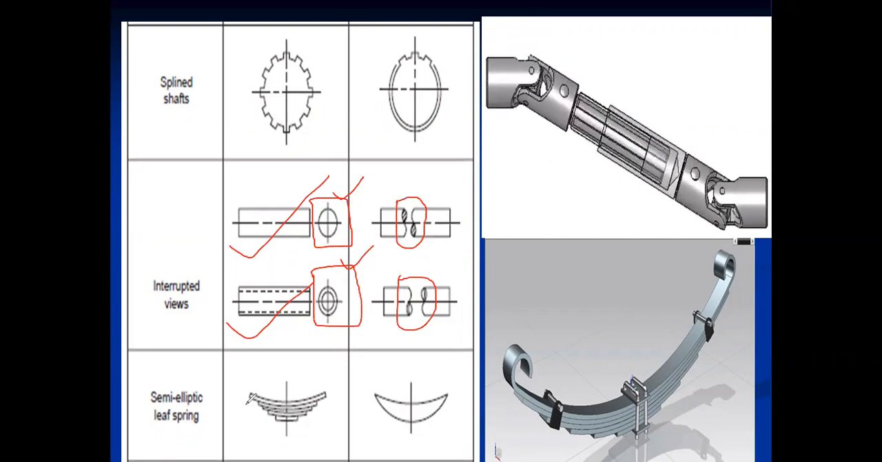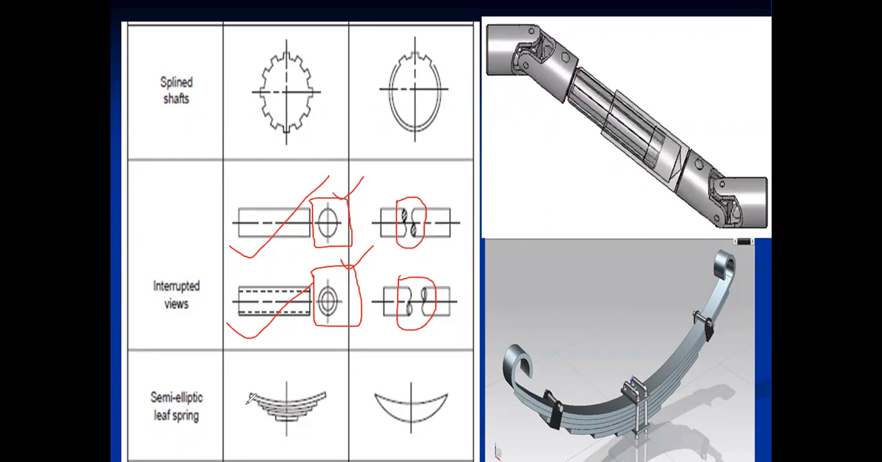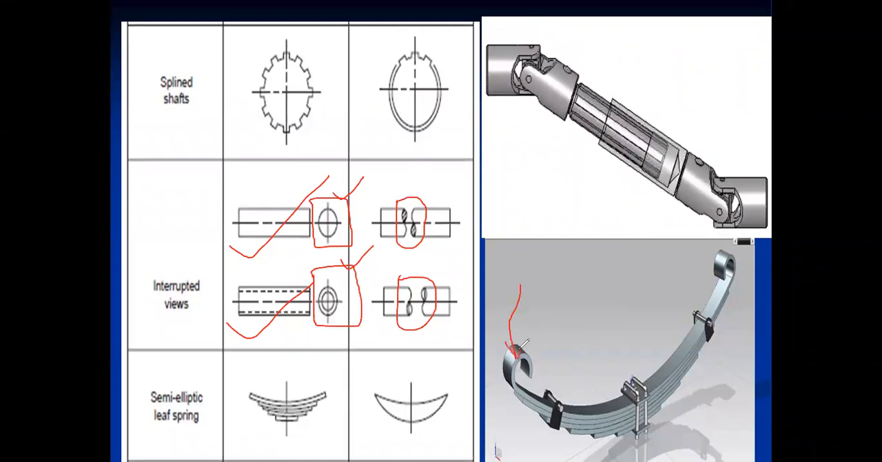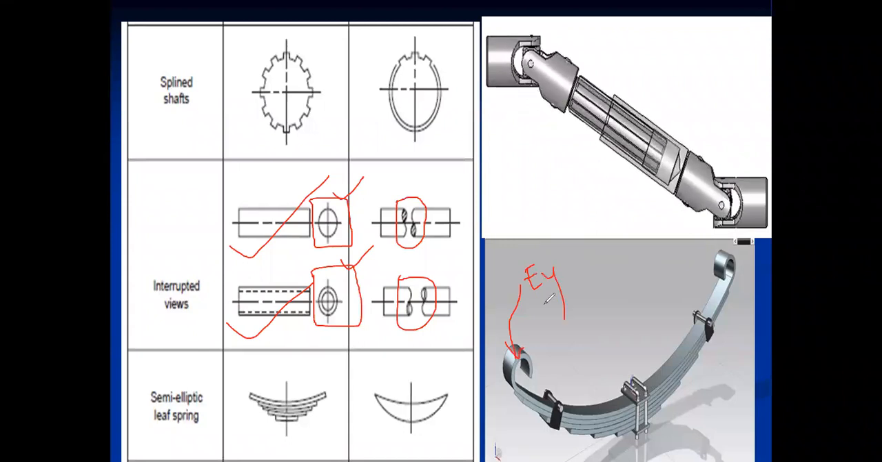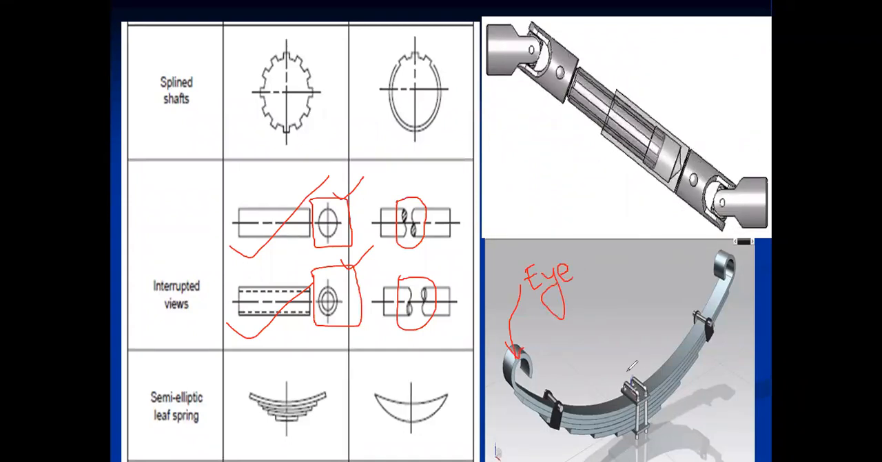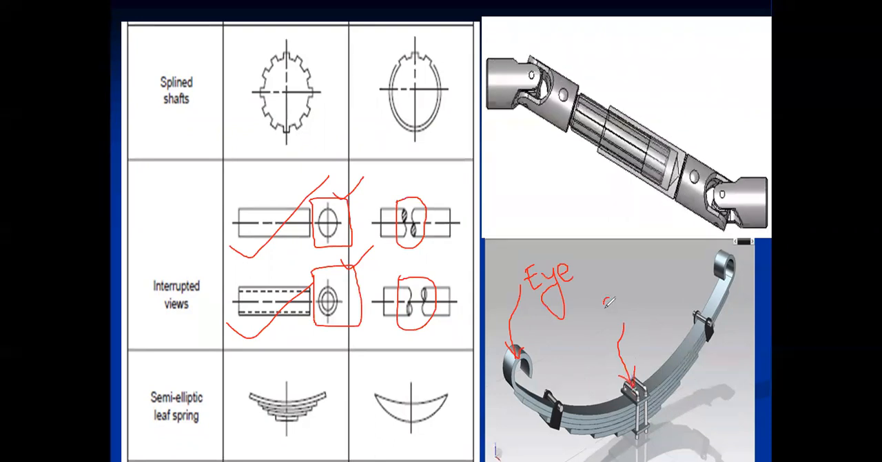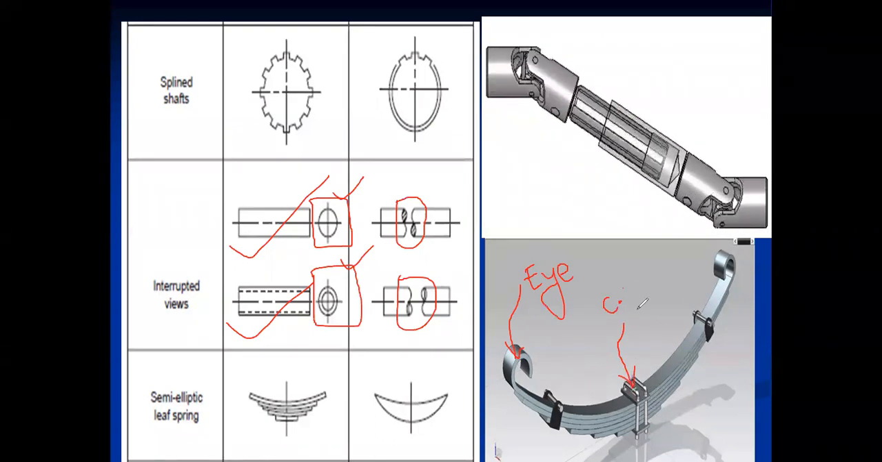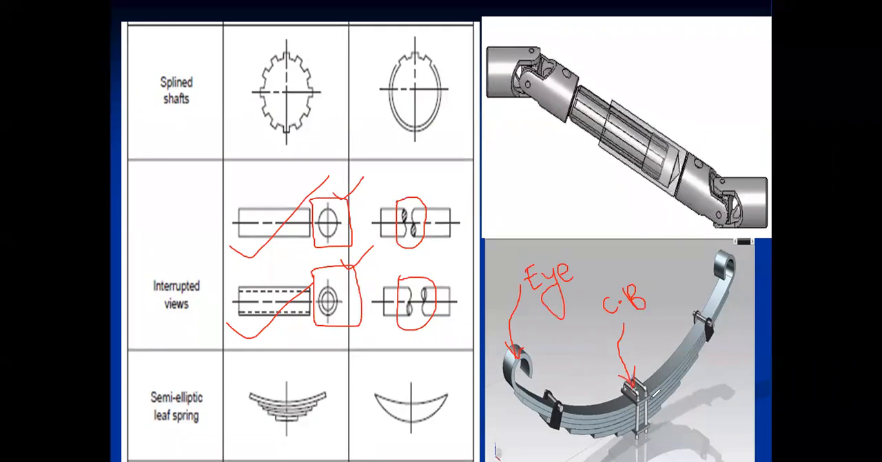Two important things related to leaf spring I have told. Which are they? Anybody remembering? What is this structure called? Very good. It is called eye. Now what is this structure called? Very good. Some of you are giving an answer. Center band. In short, I have written CB.